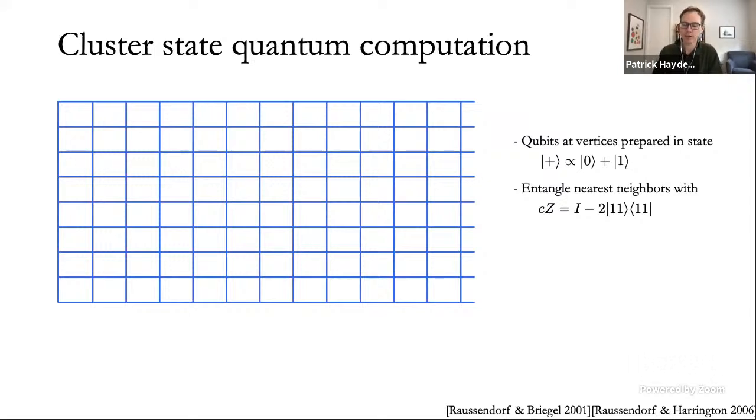And then the computation is actually implemented by performing a sequence of single qubit measurements. One here, one here, one here, one here. You perform some sequence of single qubit measurements, and you interpret the results. And that is actually a way to perform universal quantum computation.